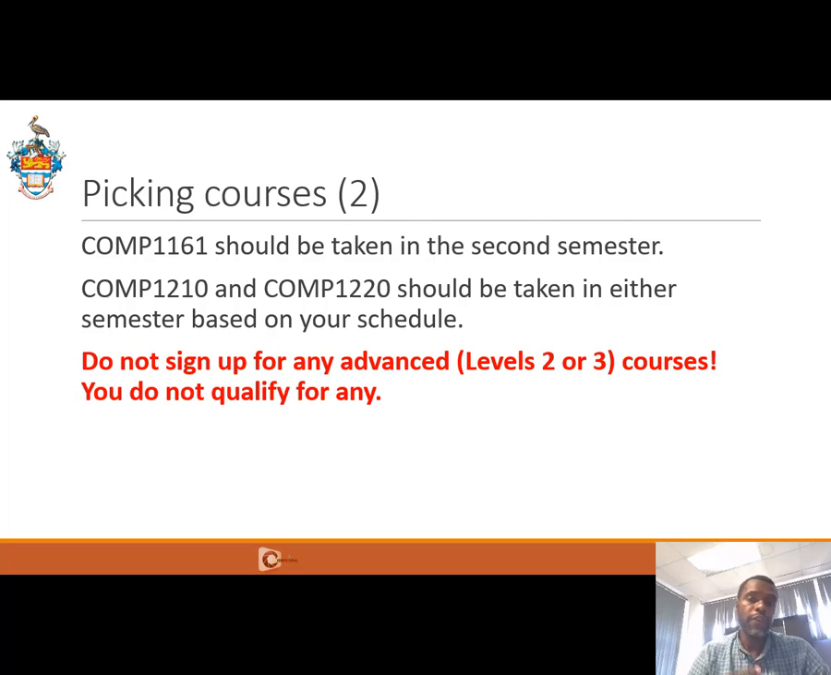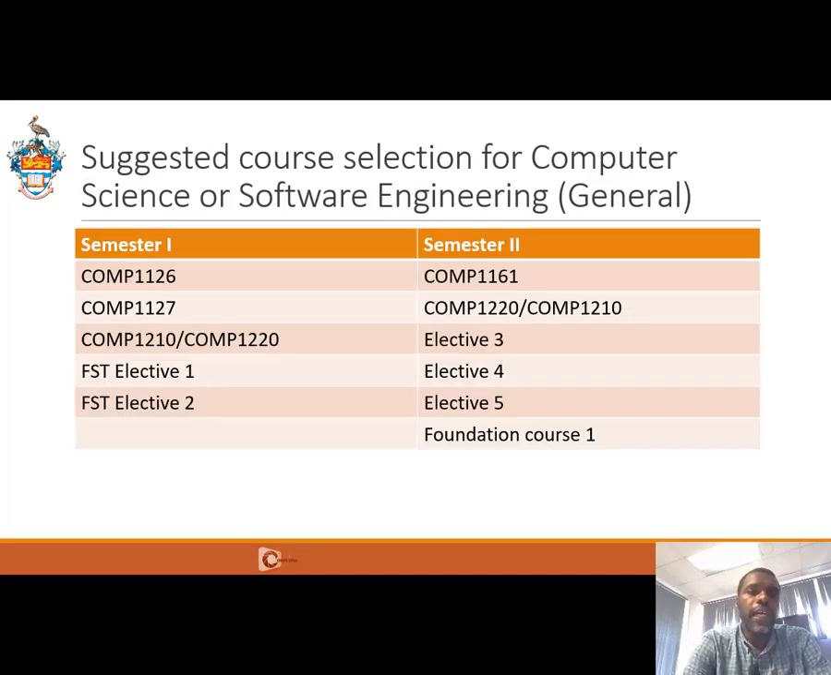So do not register for any advanced courses as a first year, even if those courses do not have any prerequisites. So what courses should you take? If this is for students doing either computer science or software engineering, in semester 1, you should take Comp 1126 and 1127, and then you can take either Comp 1210 or Comp 1220, and then you can take an FST elective or another FST elective. You can also take a foreign language if you choose.